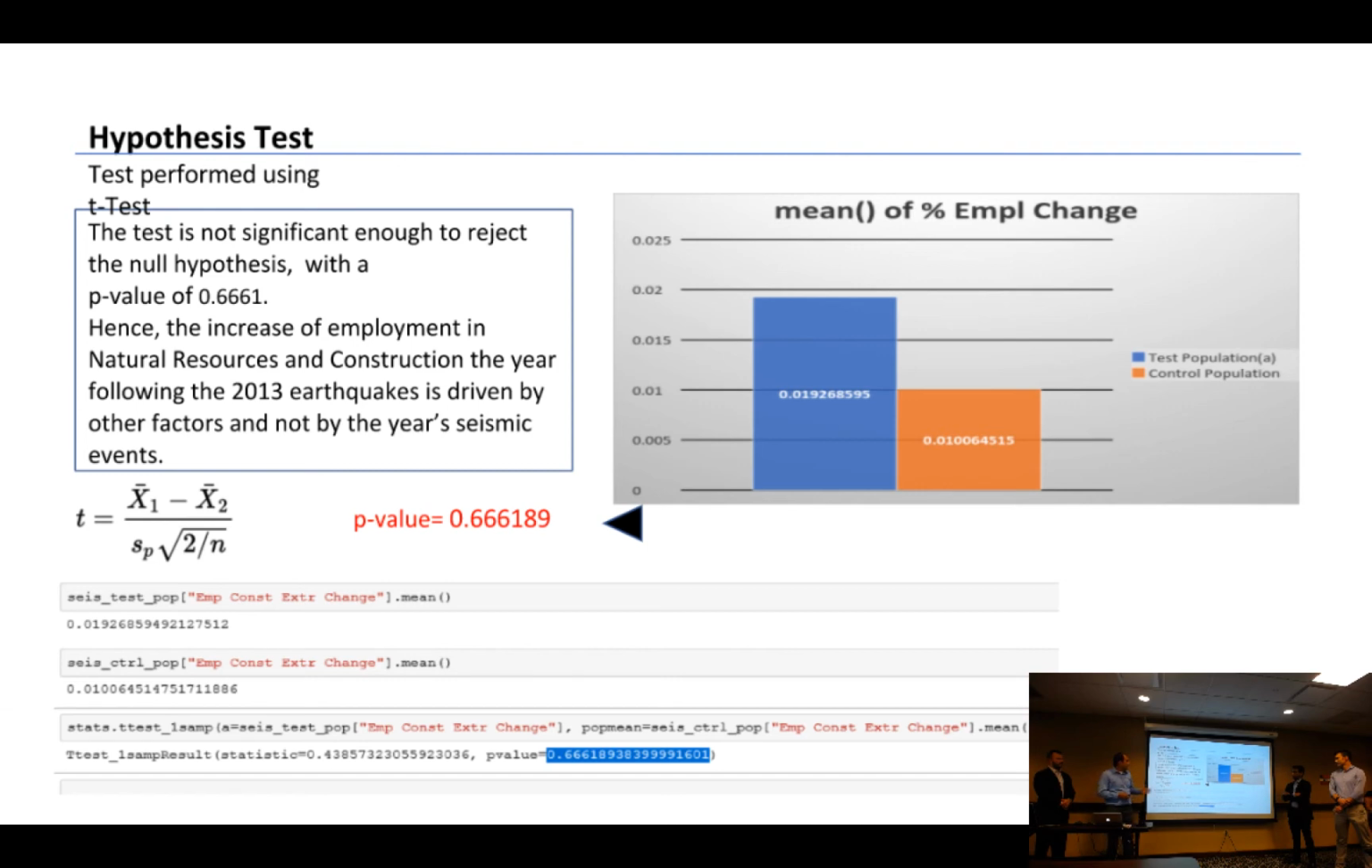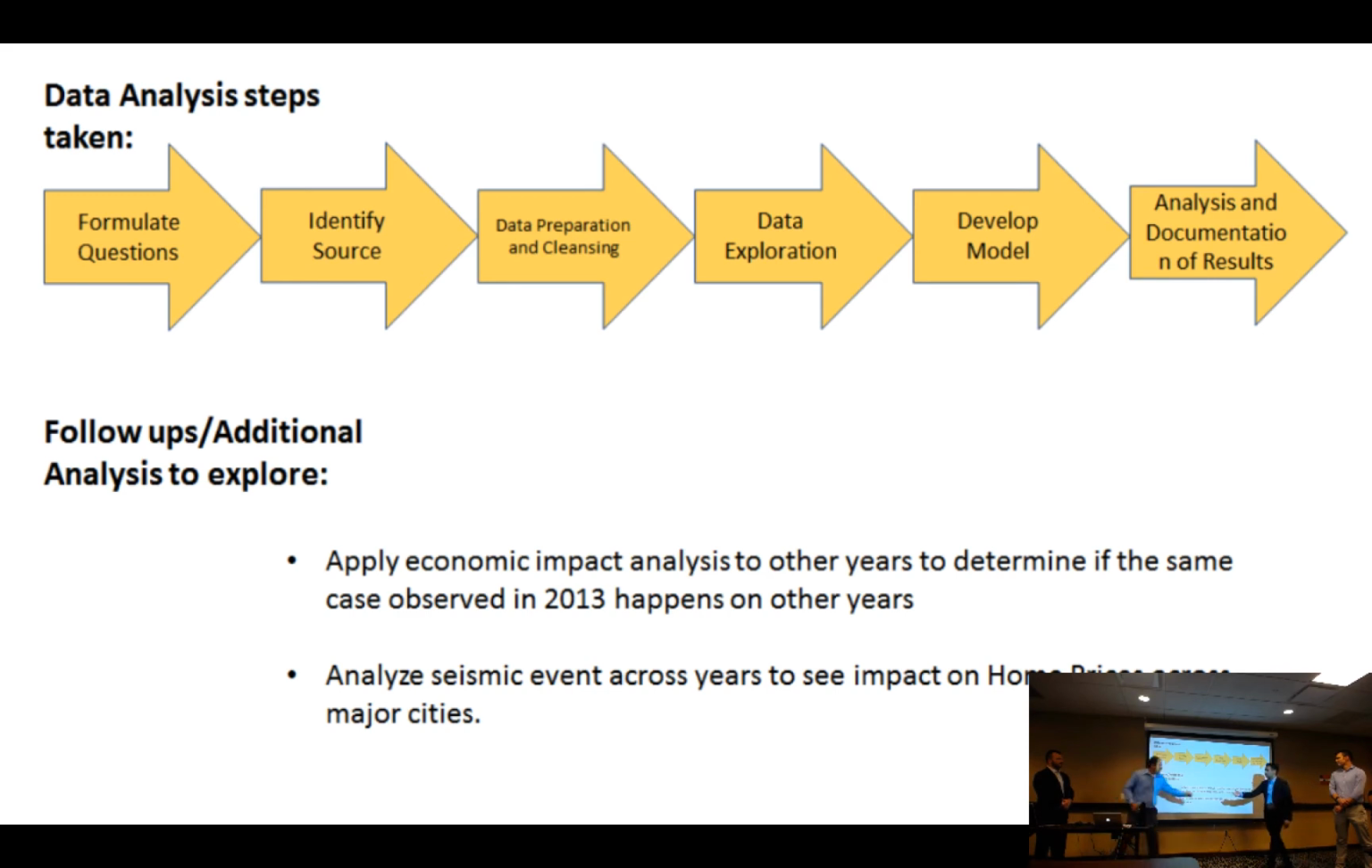Okay? So that's kind of our conclusion for these two metrics as far as how they're impacted with these seismic events. Okay? And I'm just going to follow up on this. Basically, the journey that we took throughout this discussion process is we formulated the questions at a high level. What is the impact of seismic activity? We identified the three sources, which were Baker Hughes, Zillow, US Geological Survey, and American Census Bureau. The data preparation and cleaning, the data exploration, the developed model, and finally the conclusion that you saw today.